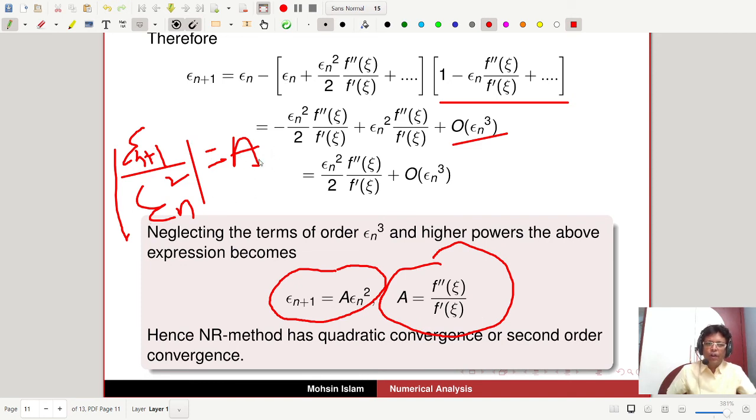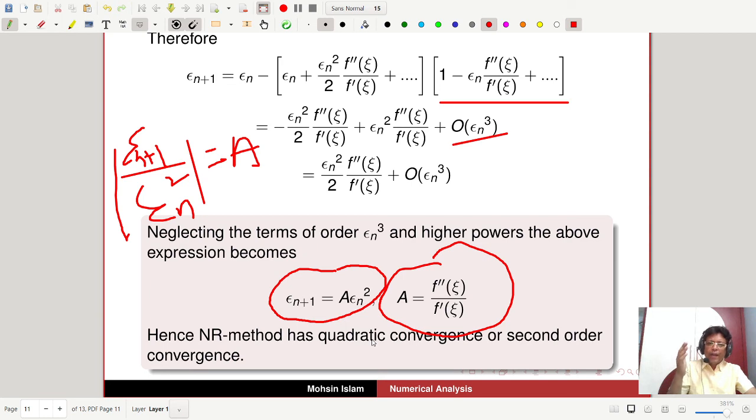This A is your asymptotic error constant and p is 2. Already we explained in the previous video the order of convergence of the method. P is actually the order of convergence of the method. So the Newton-Raphson method has quadratic convergence, or second order convergence. That is why the method is rapidly convergent, very fast. In very few steps, you will get an approximate value of the root.